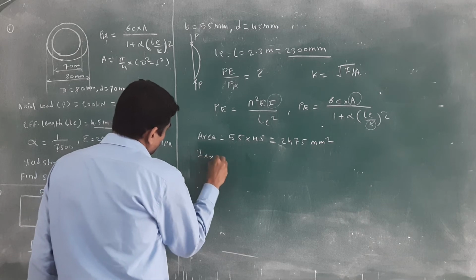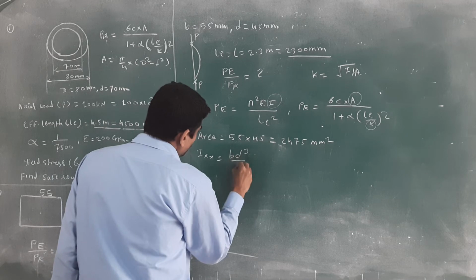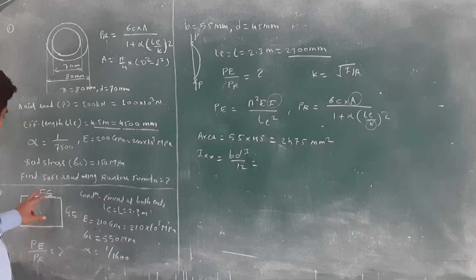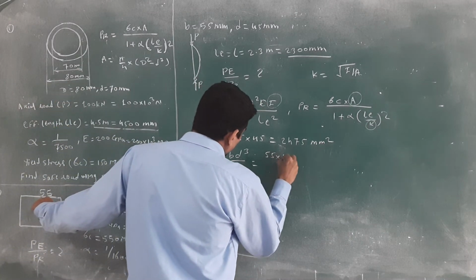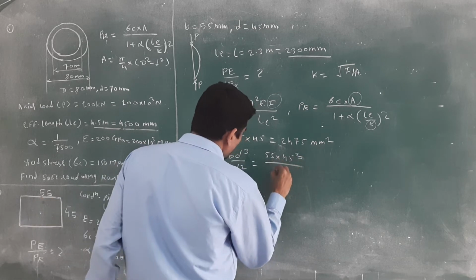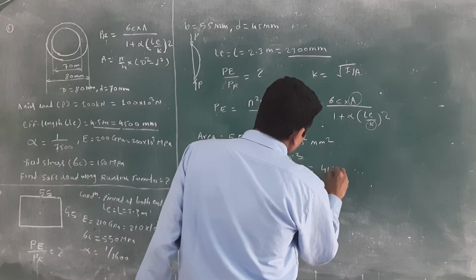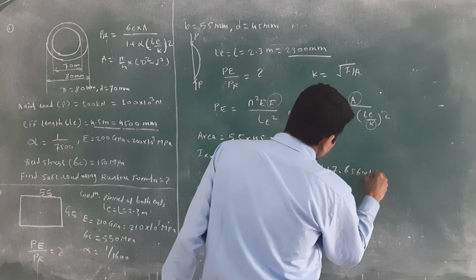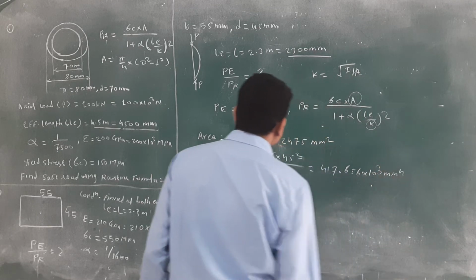I will calculate IXX first, which is equal to BD cube divided by 12, because of symmetry. What is the value of B? 55 into D, 45 cube, divided by 12. What is the value of IXX? If you calculate, then you get 417.656 into 10 raised to 3 mm raised to 4.